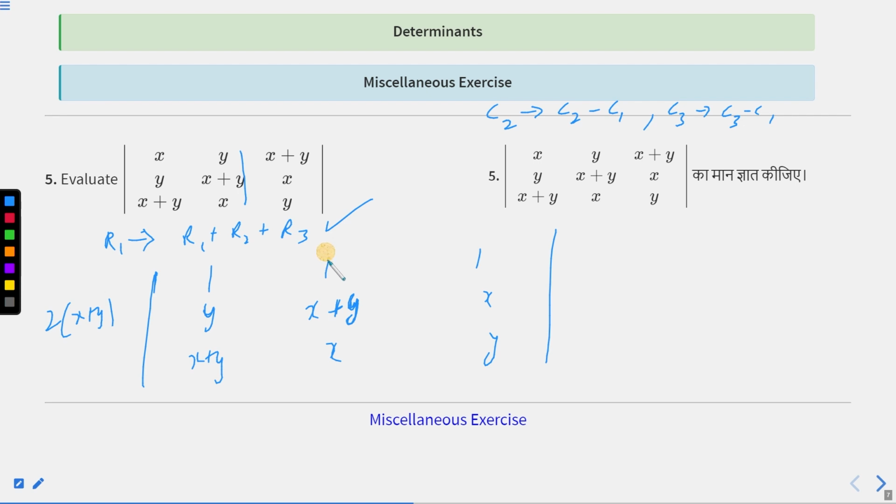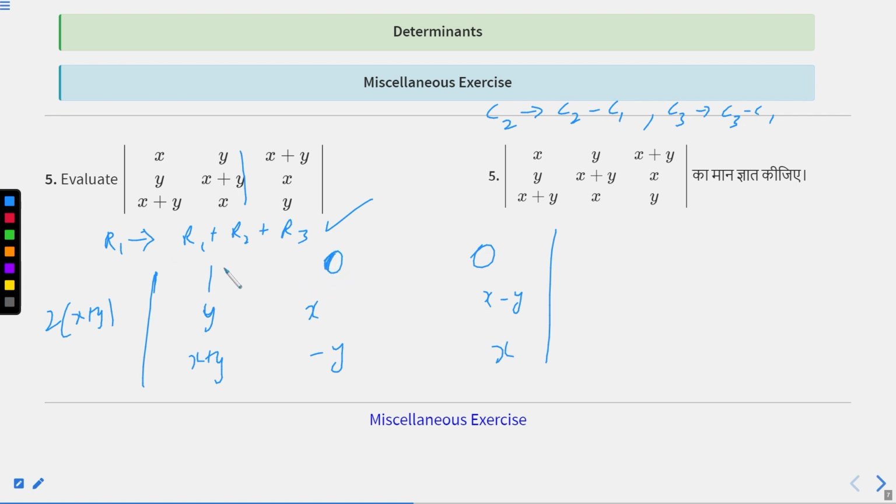So 1 minus 1 will give you 0. This minus this, you will have just x. This minus this, you will have just minus y. This minus this, you will have 0. x minus y, you will have this. This minus this, you will have just x, as we have y here. Simple.